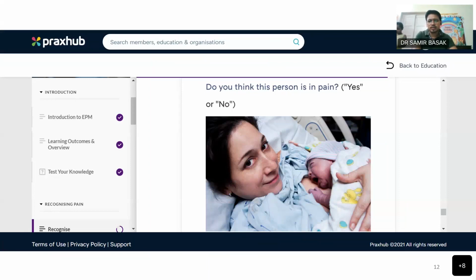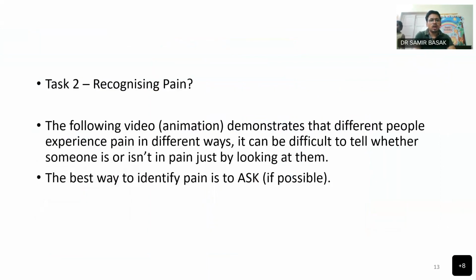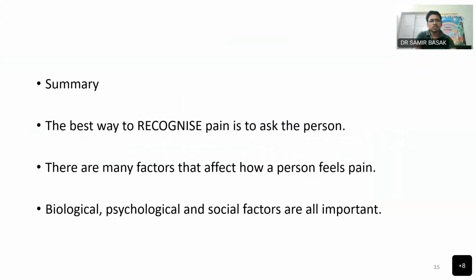We should ask them. So how do we recognize it? The best way is to ask them. Hello, Mr., hello, Mrs., are you in pain or not? So this is recognition. The best way is to ask the patient. In the biopsychosocial model, sometimes it is hidden. Facial expression will not demonstrate whether the patient is in pain or not.